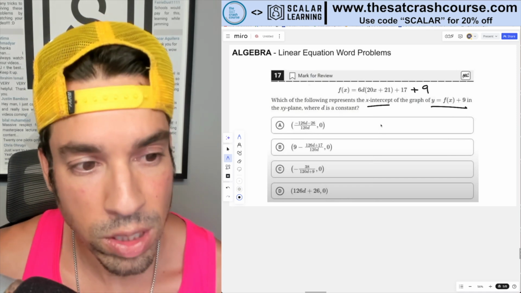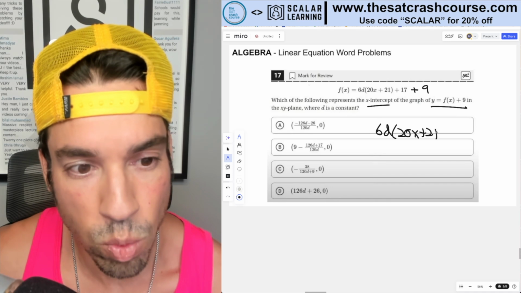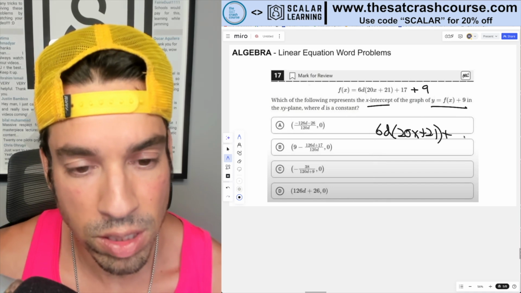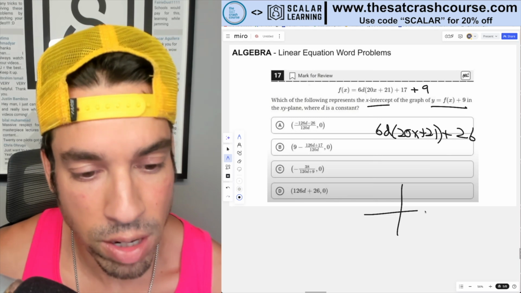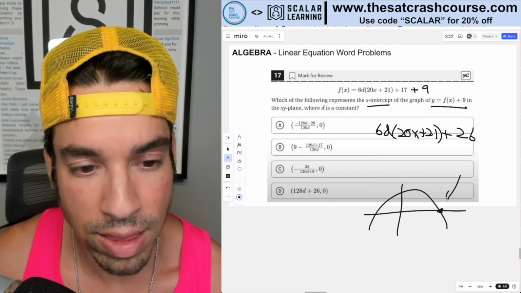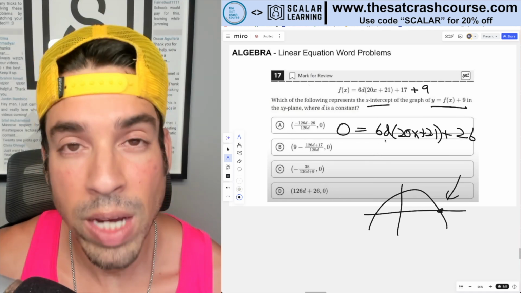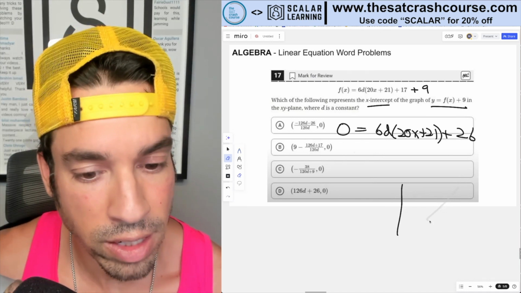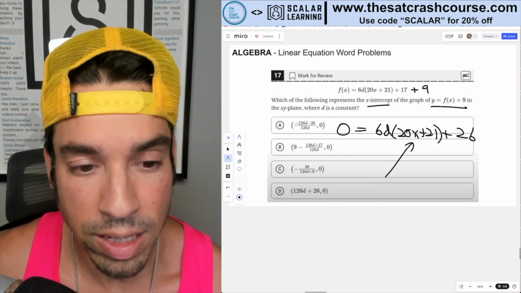But anyways, as we simplify this, we get 6d times (20x plus 21) plus 17 plus 9, which is 26. Now, we're trying to find the x-intercept of any function. We're talking about where it hits the x-axis. And at that point, the function value is 0. So as we try to solve for the x-intercept, we're really solving for this x value, meaning we're isolating x. So now let's do that.